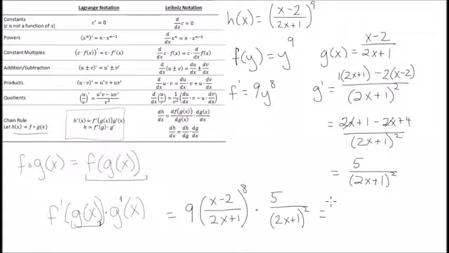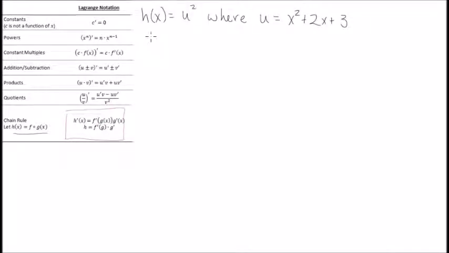I multiply my constants out. I get 45 times on the top x minus 2 to the 8th power over on the bottom 2x plus 1, and I of course add the exponents, raised to the 10th power. I often find it helpful to think of these kinds of problems in more of this kind of a format where you can sort of see the substitution as it happens.